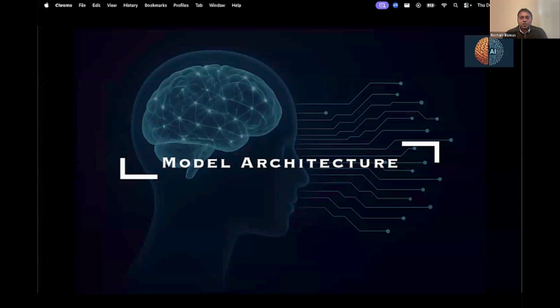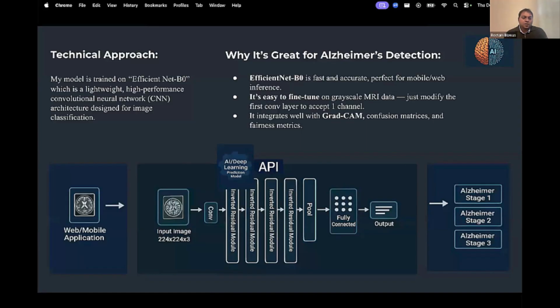Now let's look into the model and how we can architect it. If you look at the picture, the way it works is that we provide input images, which would be the MRI scan images, through the web or through a mobile application. These are fed into our model, and the model will process the image and finally give the different stages of Alzheimer's.